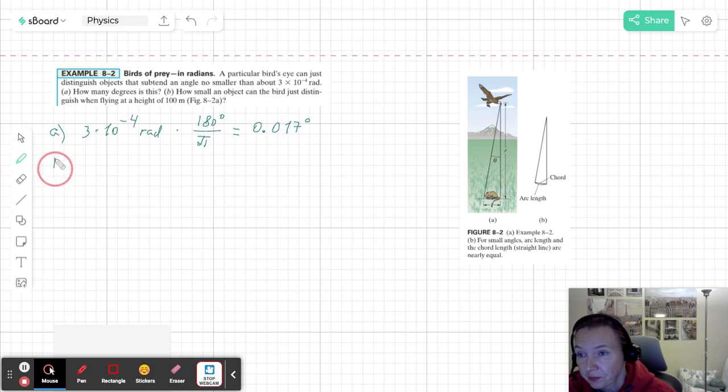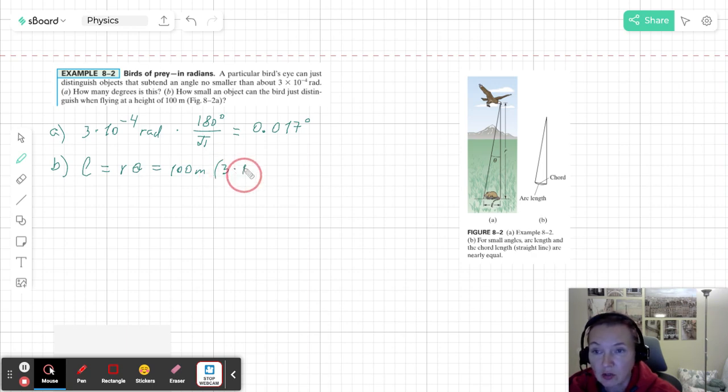For part B, how small is the object? We know that L equals R times theta, right? We're already using our equation here, and we are going to multiply our 100 meters, that's the radius, and then our theta is 3 times 10 to the negative fourth. Yes, I know we just converted that into degrees, but remember the equation was only in radians, so we have to use the radians. I'm going to write down radians here. So that is going to give you 3 times 10 to the negative 2 meters, which is 3 centimeters.